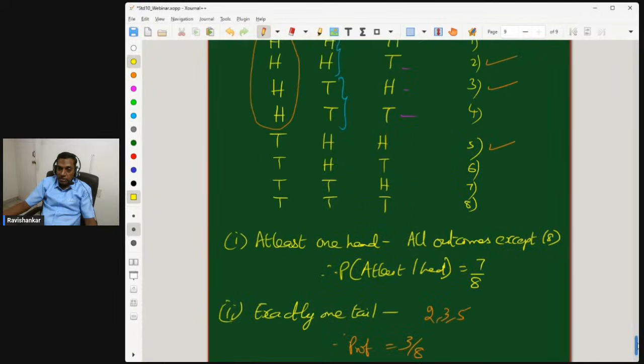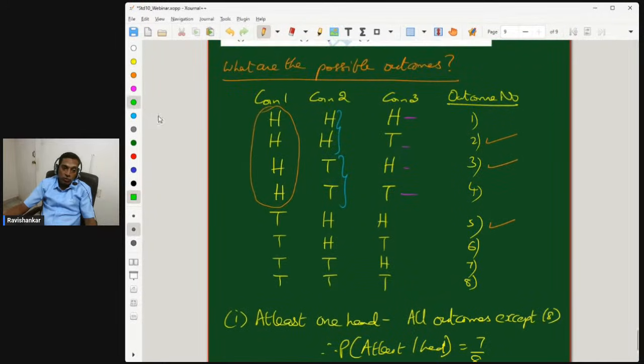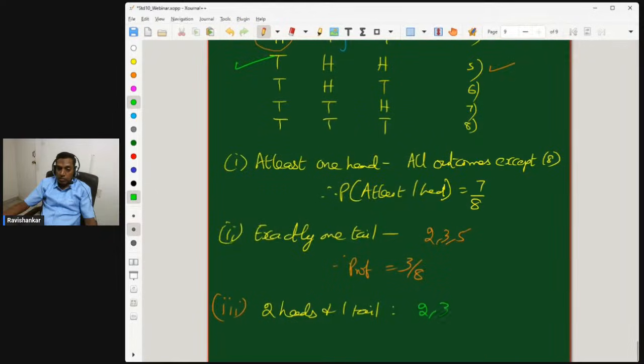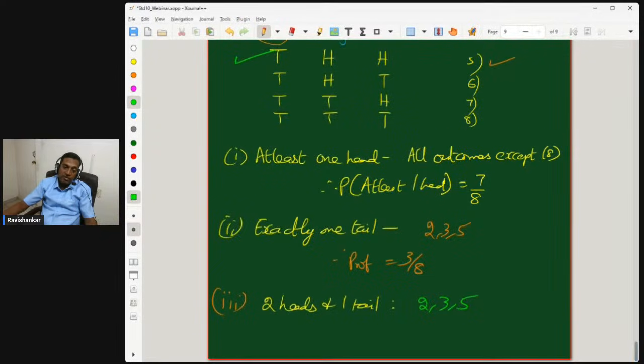Okay, you might think this is very less, but actually you find 2 heads and 1 tail here. Number 2, number 3, and number 5. That's the same as exactly one tail. So probability is again 3 by 8.